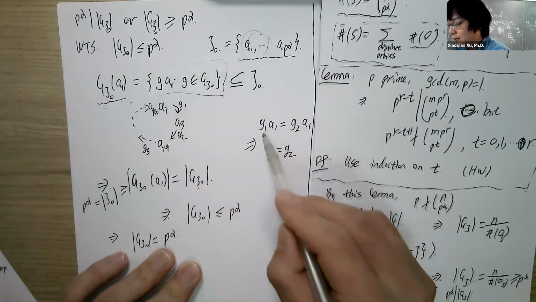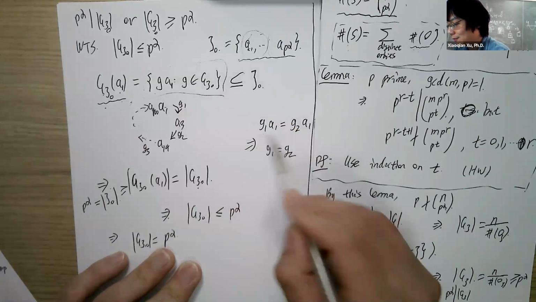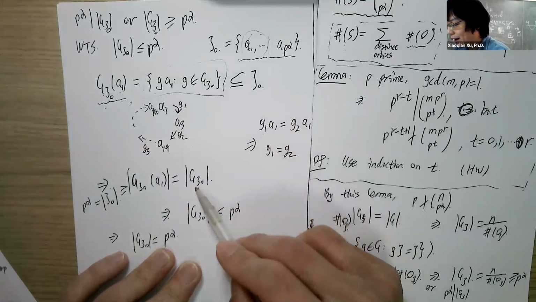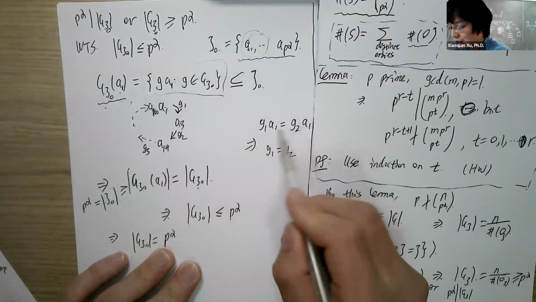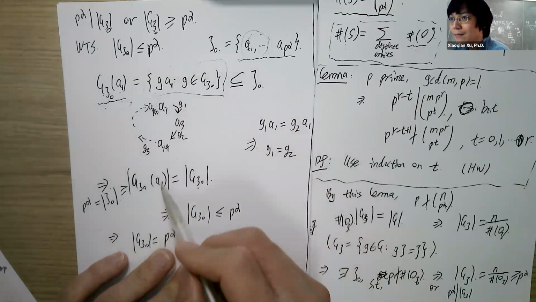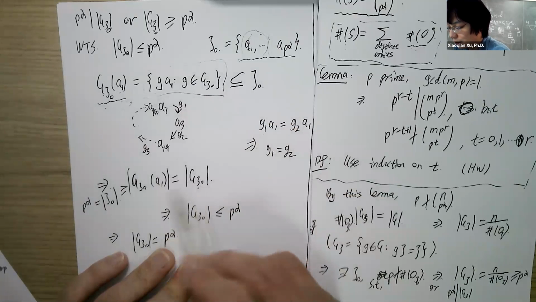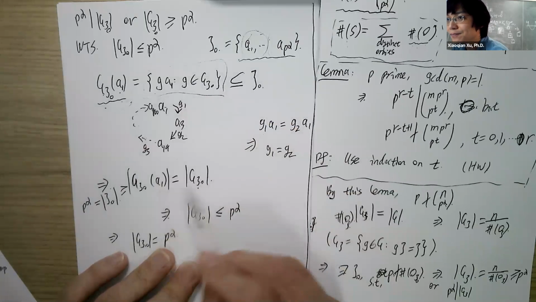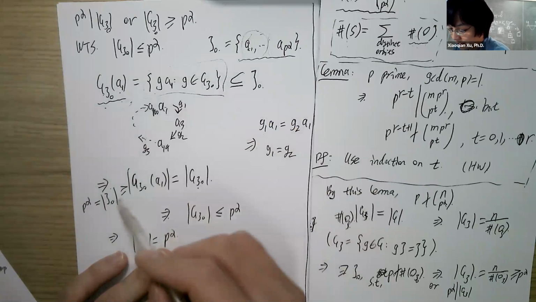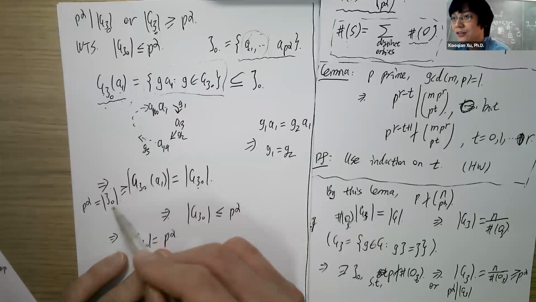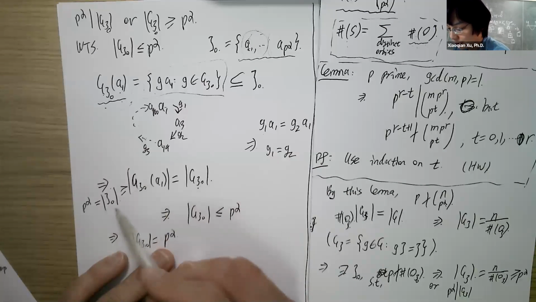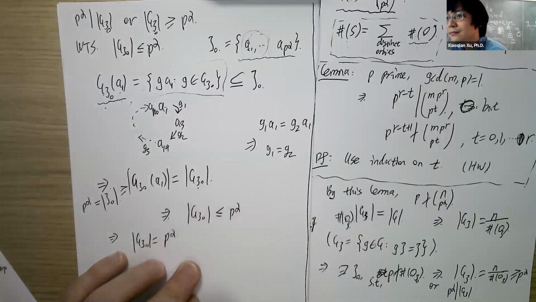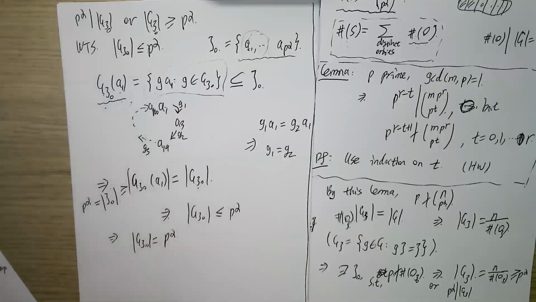Because if you have different elements of G, you will have different elements on this G C0 A1. So these two have the same amount of elements. But this is a subset of C0, so it's greater or equal than this. Is that clear? Yeah, clear.